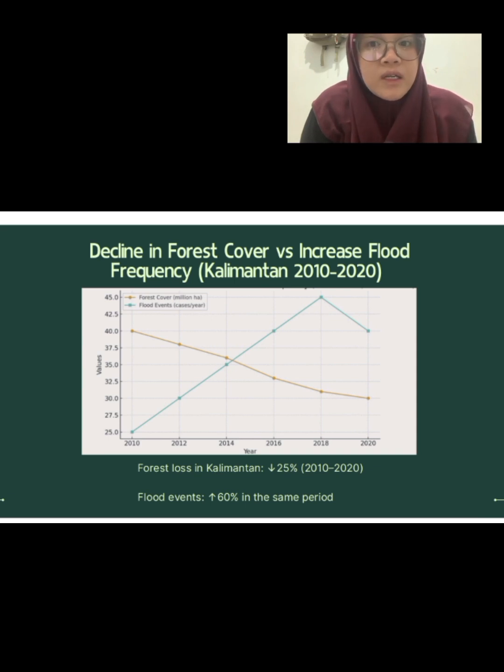When we look deeper, we found similar patterns in other regions such as Sumatra and Sulawesi. This suggests that deforestation contributes significantly to the increase of flood disasters. The correlation between forest cover and flood frequency is strong and consistent across regions. These findings make us realize that deforestation is not just about losing trees, it's about losing natural systems that protect human lives. But why does that happen? Let's discuss the connection in more detail.